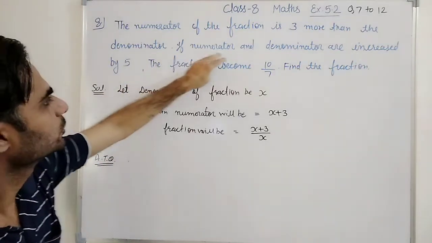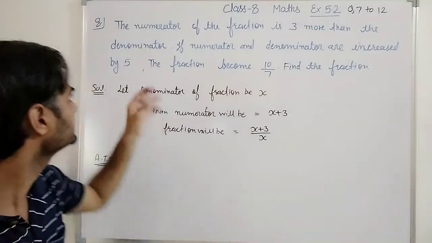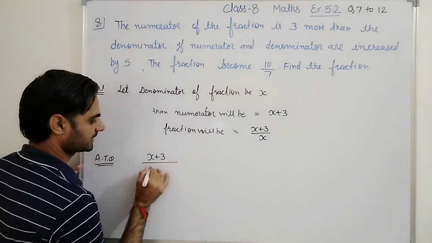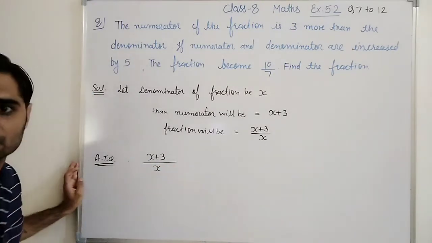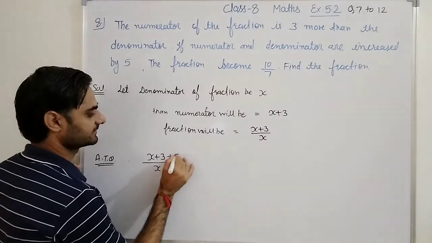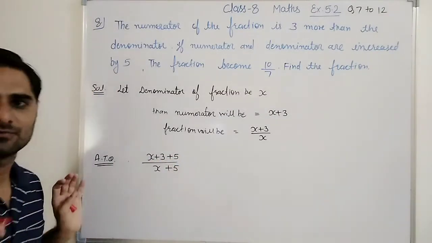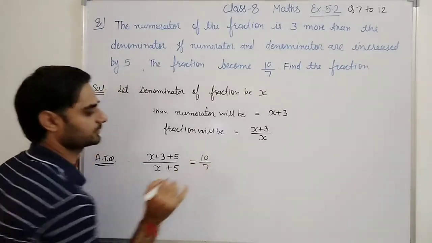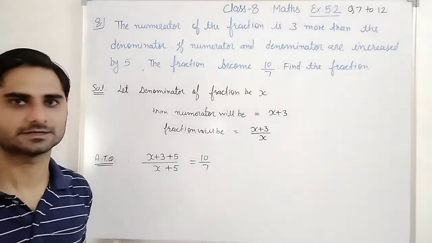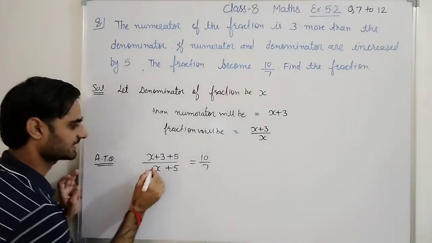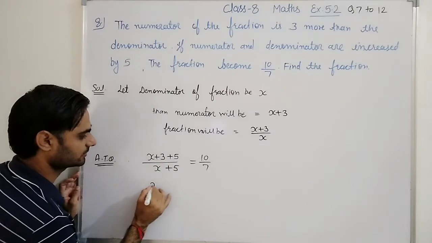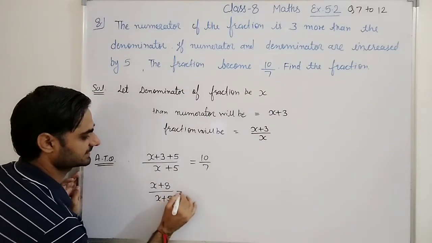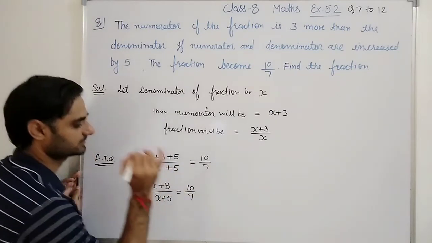It says if the numerator and denominator are increased by 5. See, this is x plus 3, the numerator, and this is x, the denominator, and both are increased by 5. This is by 5 and this is also by 5. Increased by 5, the fraction becomes 10 upon 7. Hope you understood this. The next step will be: 3 plus 5 is equal to x plus 8, and x plus 5 as it is will be equal to 10 upon 7.